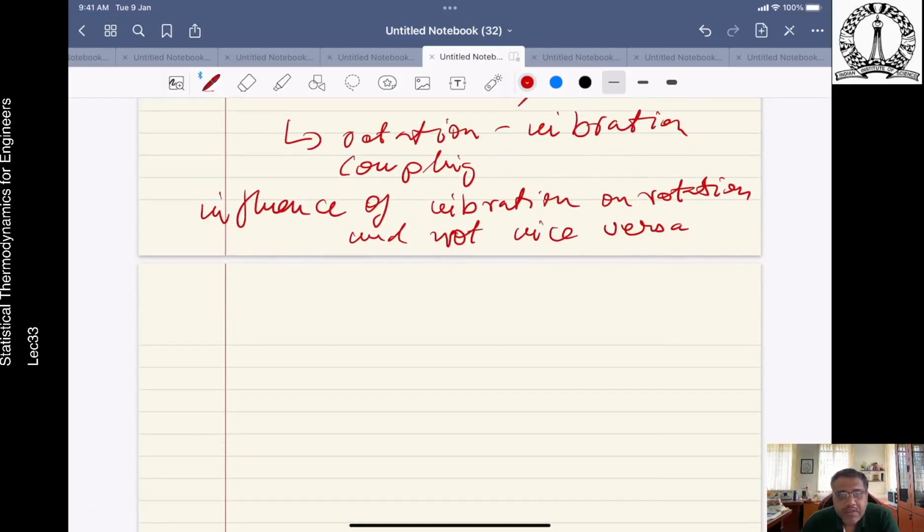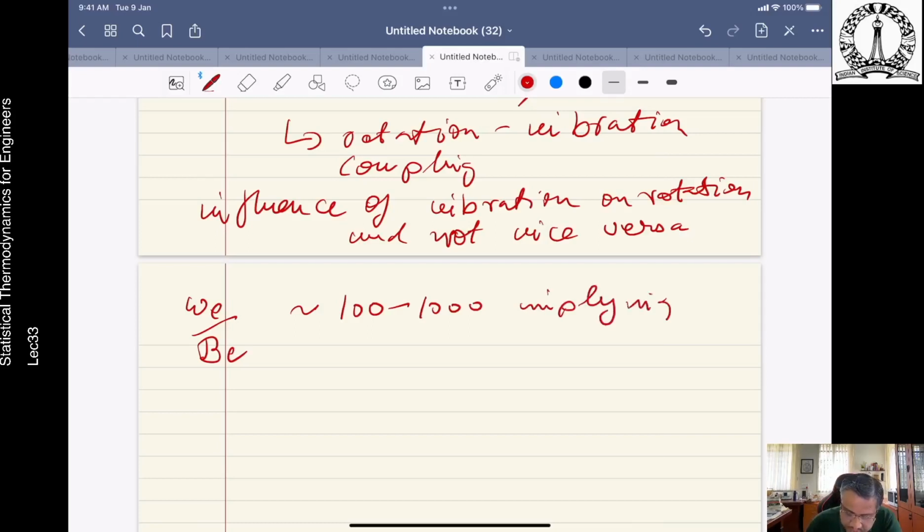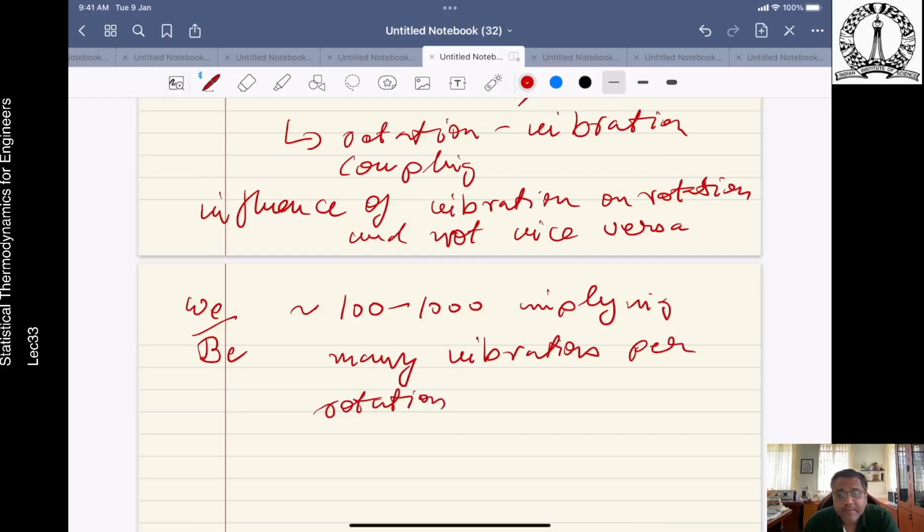So omega_e by B_e values are of the order of 100 to 1000, implying many vibrations per rotation, but no rotational events per vibration.